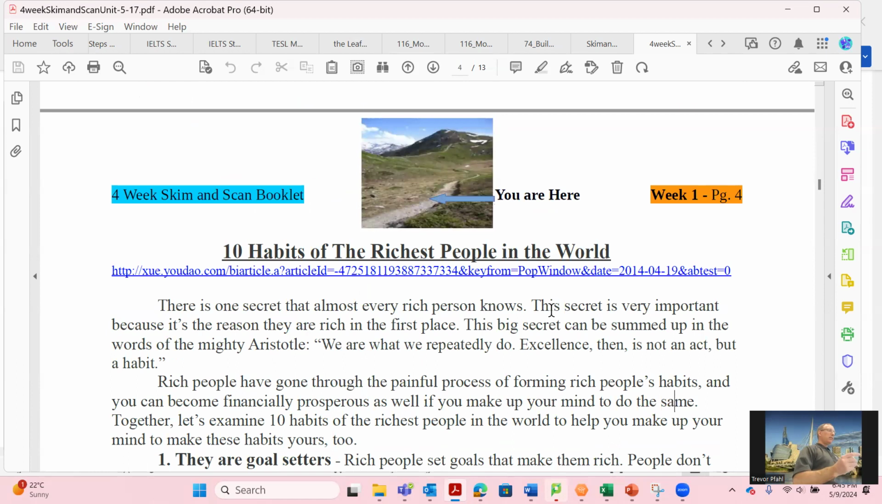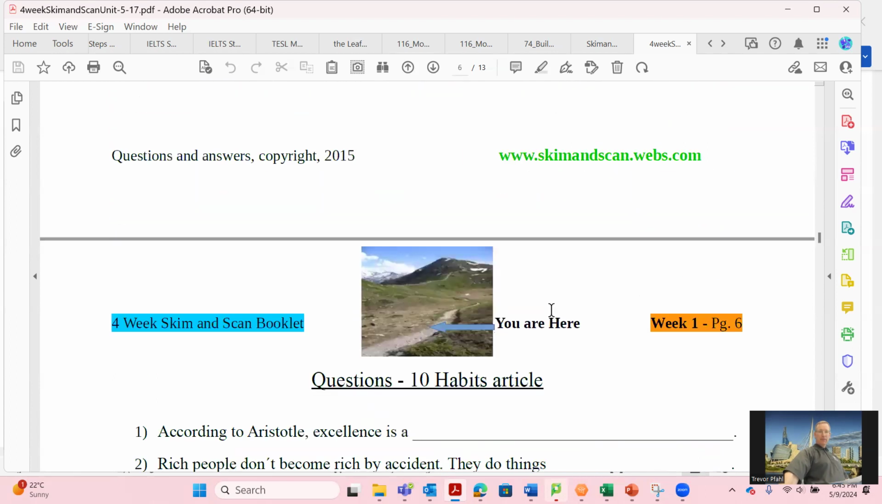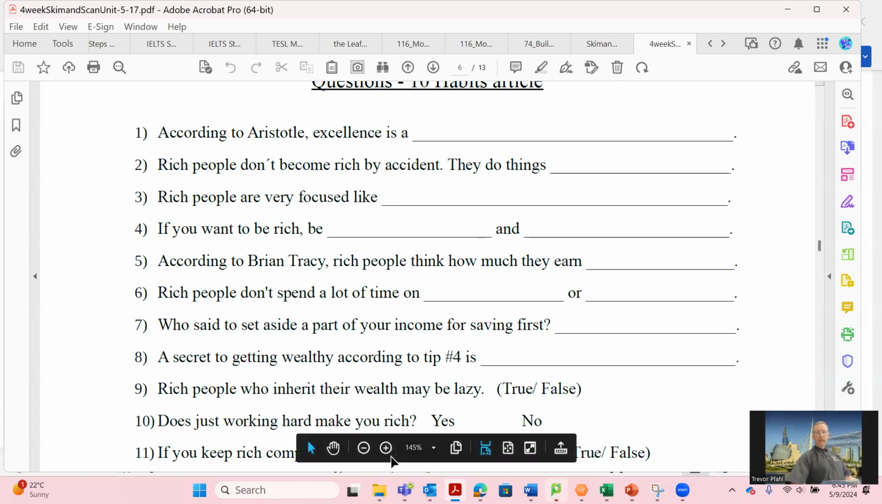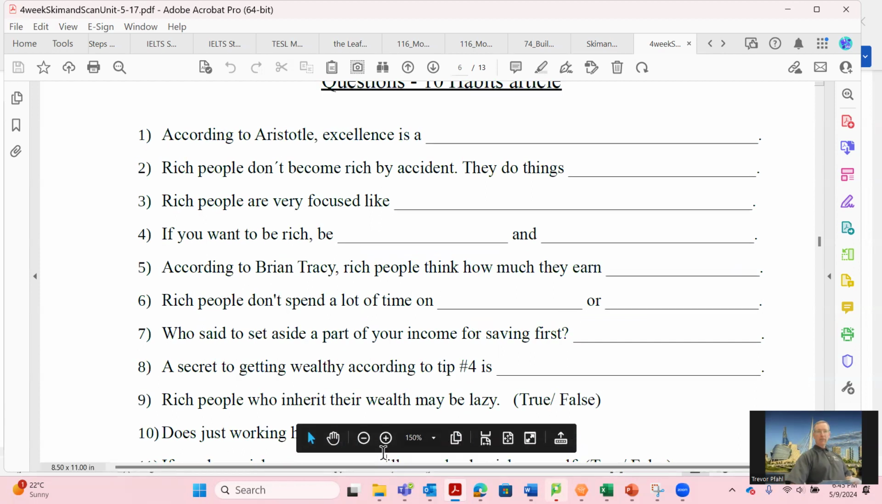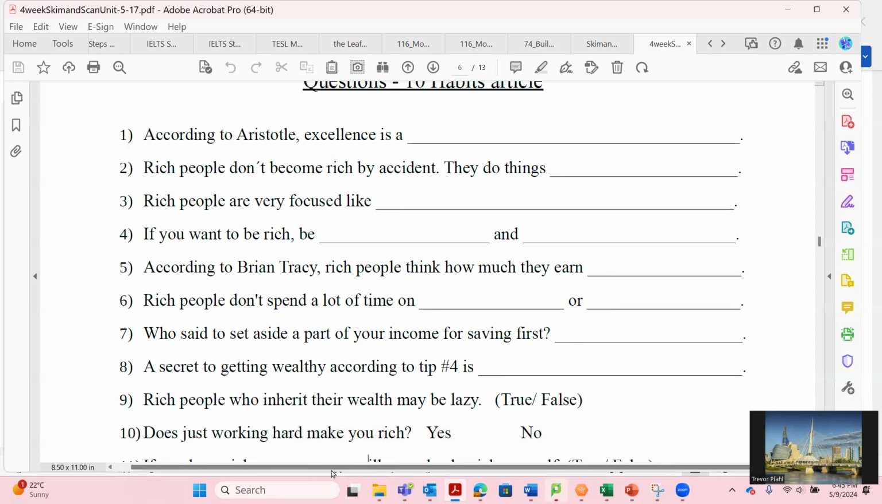Okay, the next article is about 10 habits of rich people. According to Aristotle, excellence is a habit. So excellence is a habit. Rich people don't become rich by accident.